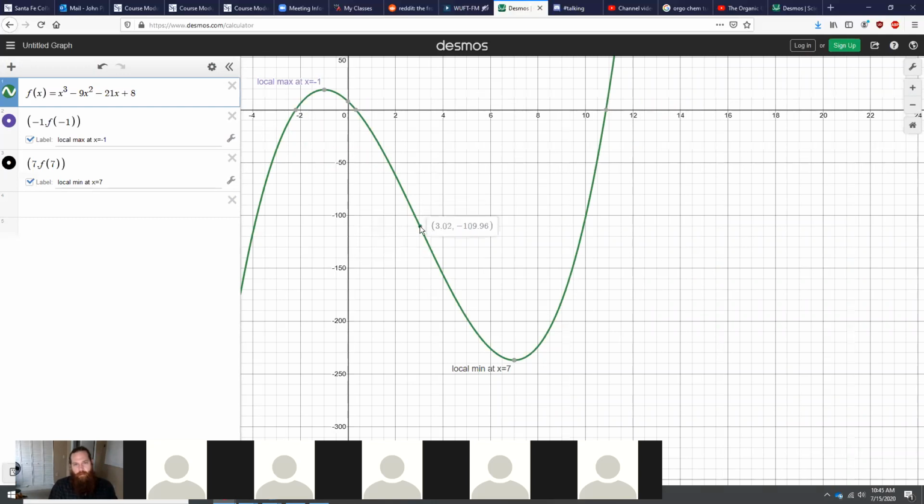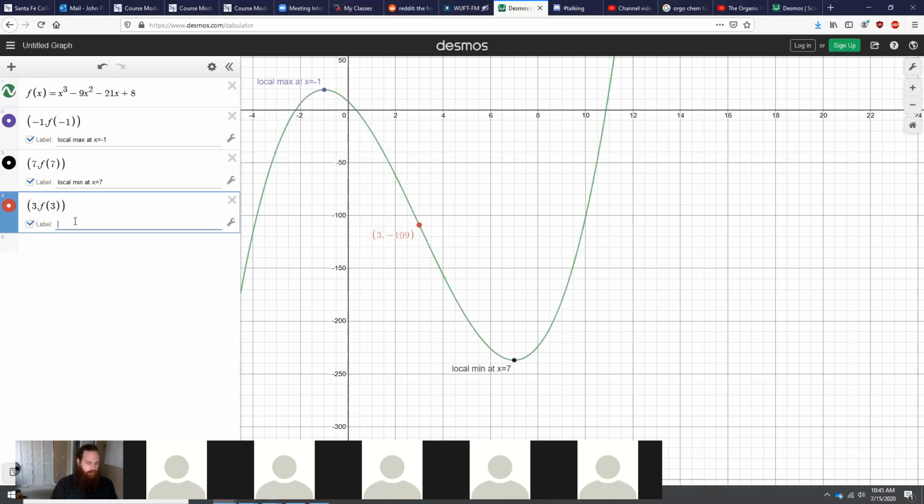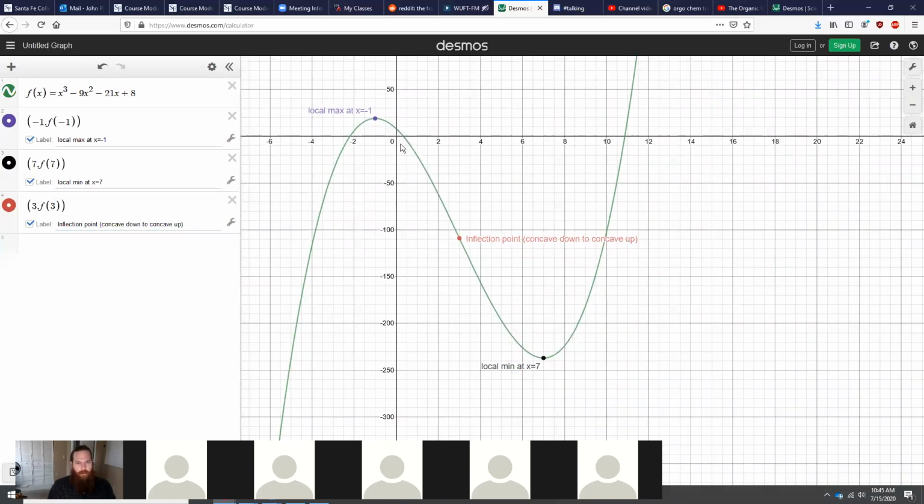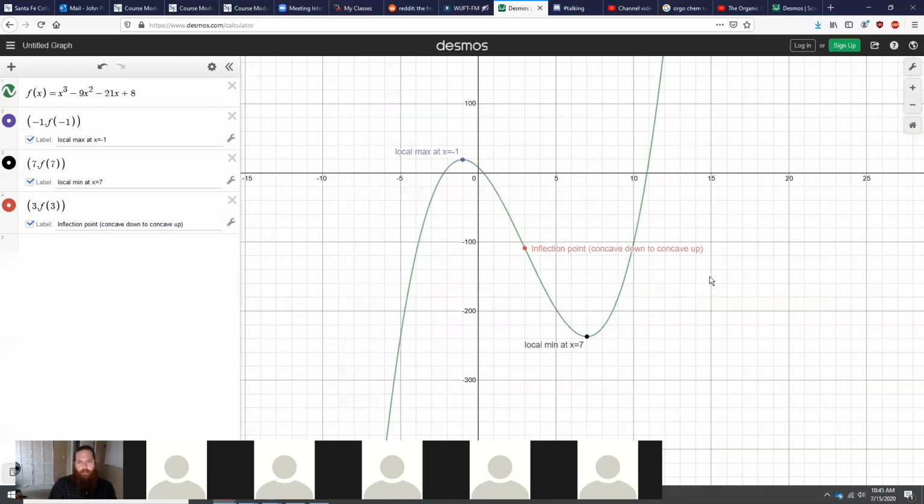Now, where was it exactly? I think it was 3. This is our inflection point. Where we went from concave down to concave up. To the left of the IP, the inflection point, we're concave down. To the right of the IP, we're concave up. And you can see how if you have all this information, you can draw a pretty nice graph. Cool stuff, right?